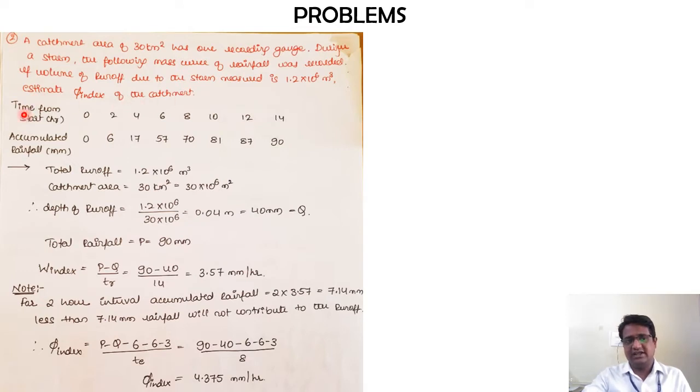Here they have given the time from the start, that is 0 hour to 14 hours, and the accumulated rainfall, that is 0, 6, 17, 57, 70, 81, 87 and 90. Now if we compare the first question with the second one, the visual appearance and the way in which they have described this problem is entirely different. Last time it was a small rainfall of 8 hours, and the amount of rainfall collected was given in that way.